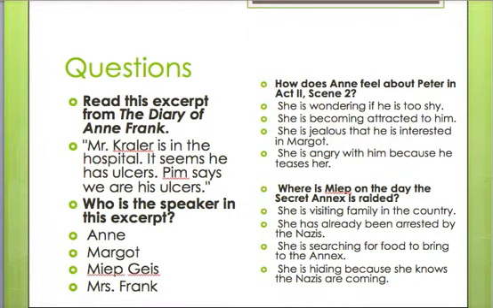And where is Miep on the day the secret annex is raided? Raided means that's the day that the Nazi soldiers came in and discovered them and escorted them out. So, is she visiting family in the country? Has she been arrested by the Nazis? Is she searching for food to bring to the annex? Or is she hiding because she knows the Nazis are coming? Now, she's searching for food to bring to the annex, unfortunately. So she had no idea that was going to happen, and she couldn't warn the people staying there.